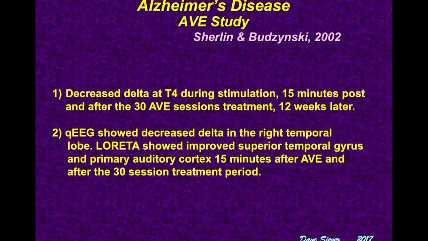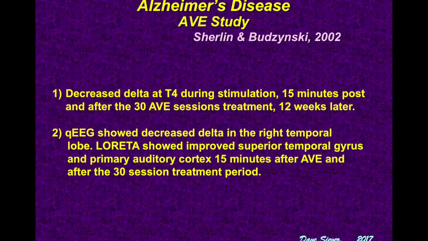What they had observed is that during stimulation of entrainment and 15 minutes post, and after 30 sessions, which were 12 weeks later, her delta was down. So it was down immediately and continued to stay down throughout the entire training period.